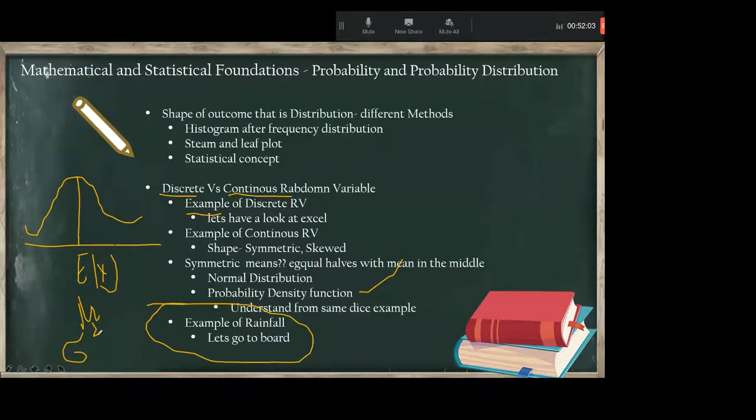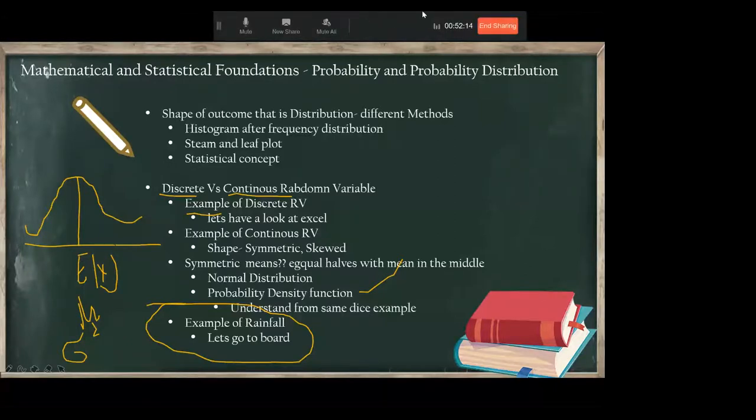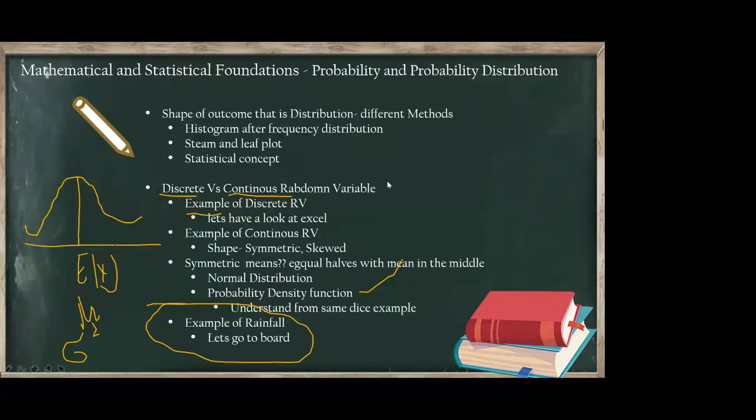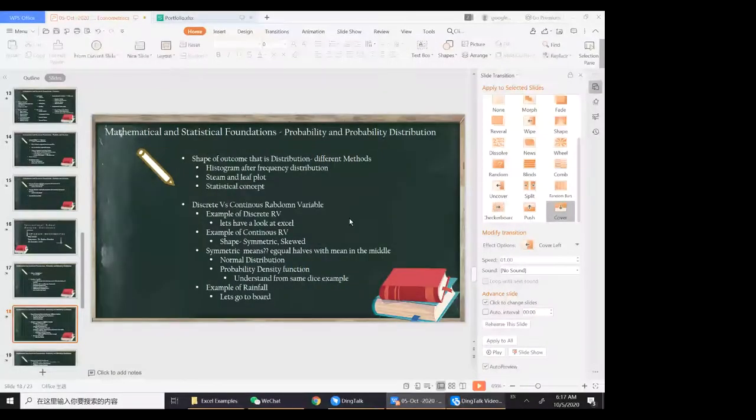About the discrete, we already clarified with the example. Now let's talk about the rainfall example, and for that I'm going to take you to the whiteboard. Can you see my camera? No, you cannot, because it's shared. Okay, now you can see.